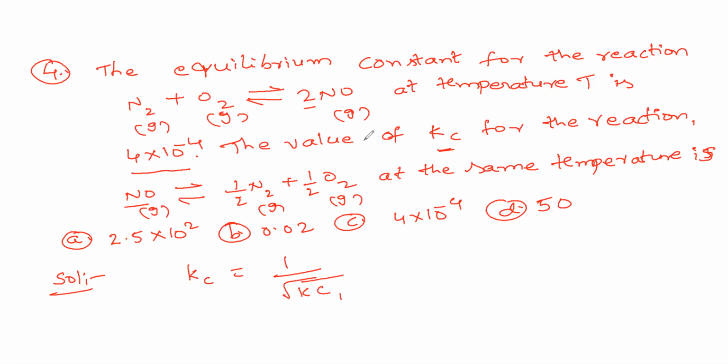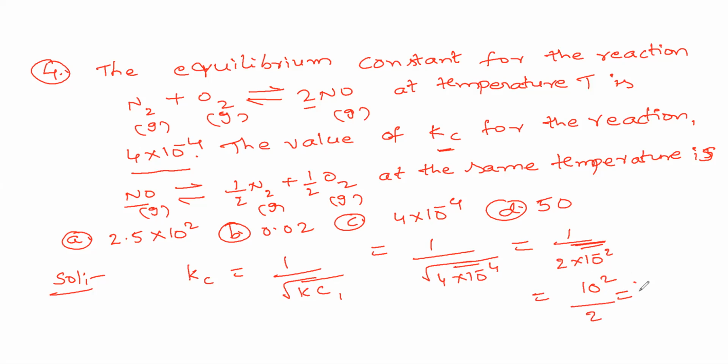Let us take Kc1 is equal to this. So we can say 1 by root of 4 into 10 to the power of minus 4. Root 4 value is 2. Root of 10 to the power of minus 4 is 10 to the power of minus 2. So 1 by 2 into 10 to the power of minus 2. 10 to the power of minus 2 going to the numerator becomes 10 to the power of 2. So it becomes 10 to the power of 2 by 2, that is 100 by 2, which is equal to 50. So the answer is 50, fourth option. Very, very important question.